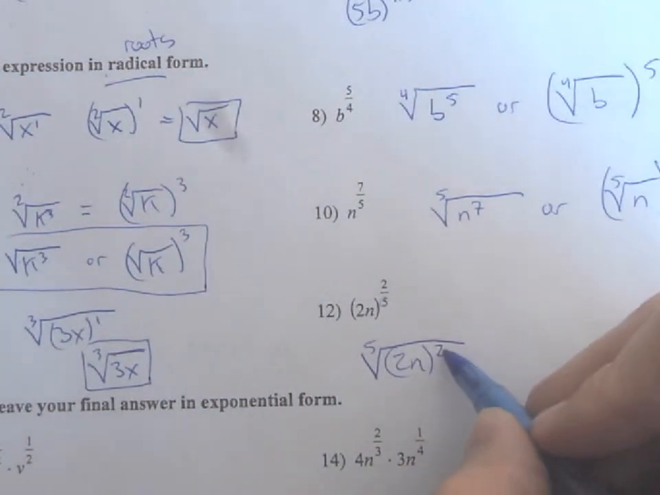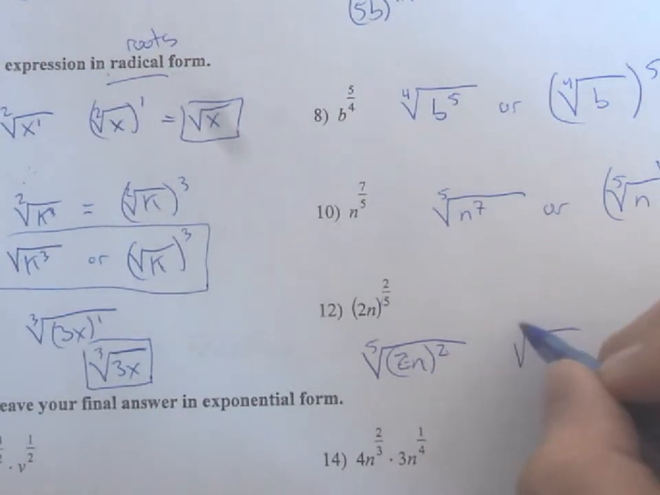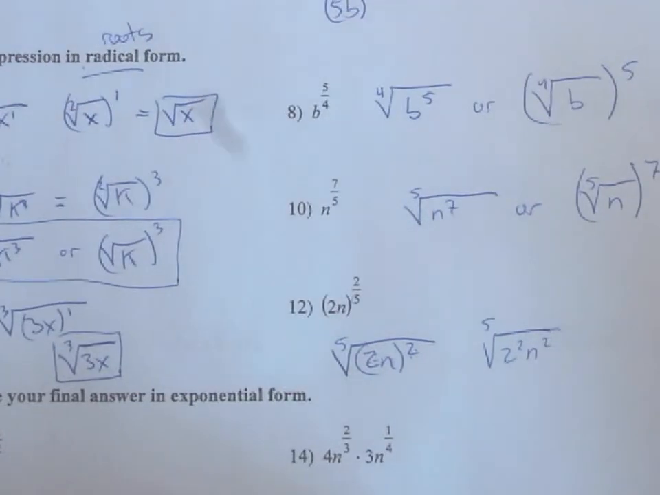But if I wanted to apply this 2 to both of these factors here, I would have the 5th root of 2 squared and n squared.